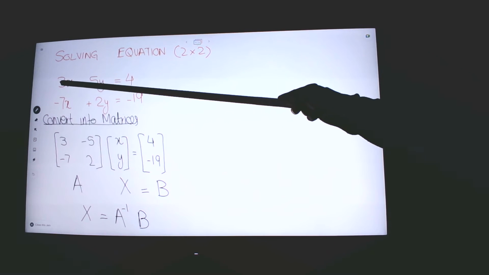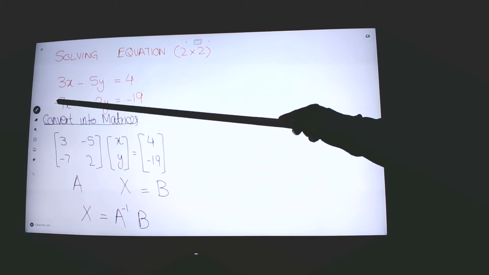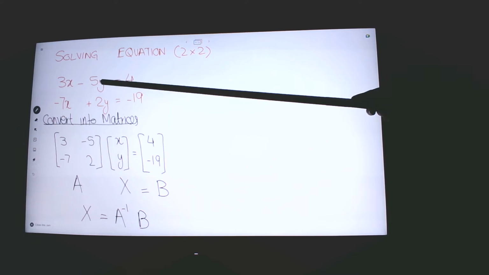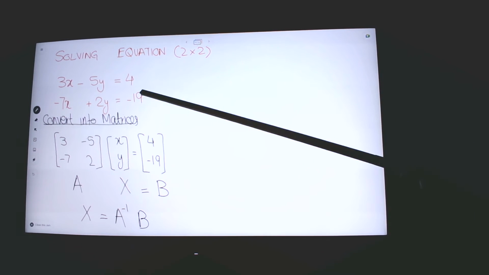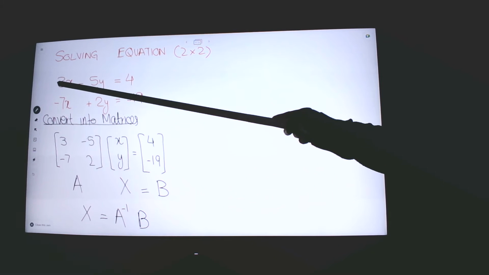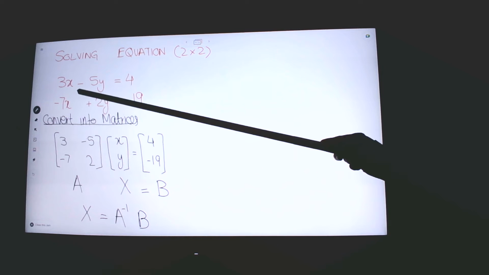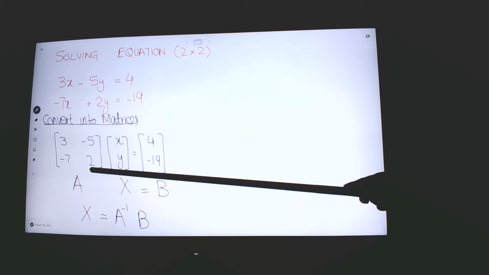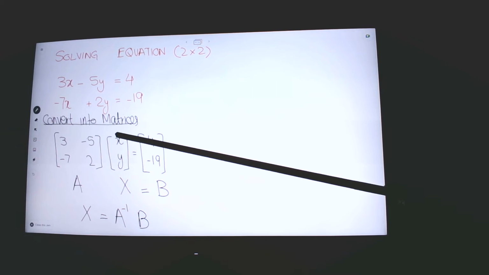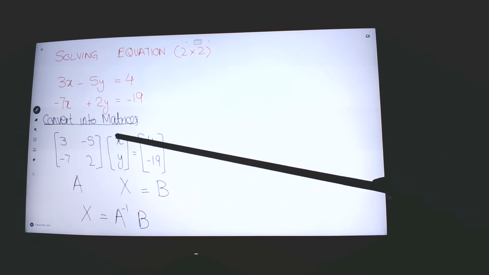You can't have 3x minus 5y and then something like 2y minus 7x. It has x in one column, y in one column. When we convert that into matrix form, we just pick up the coefficients: 3, minus 7, minus 5, 2. Because x was the first variable, I put x and then y.